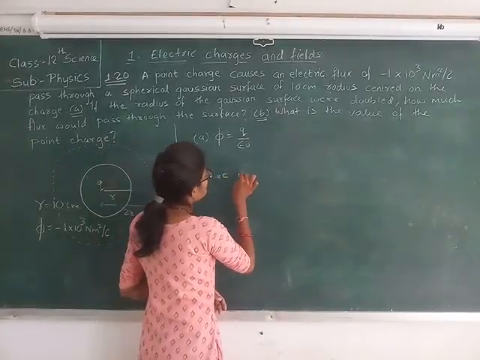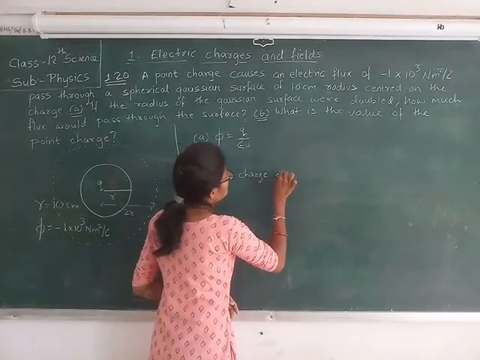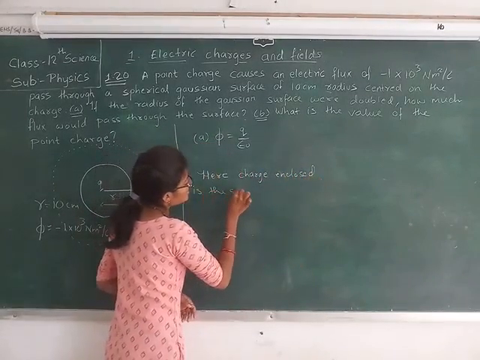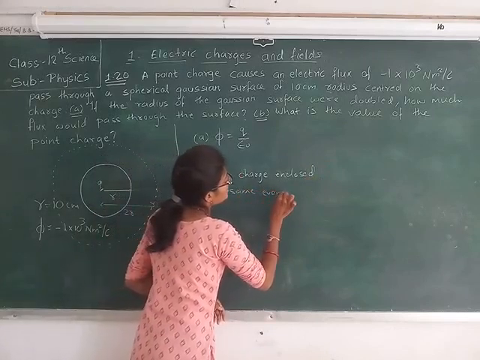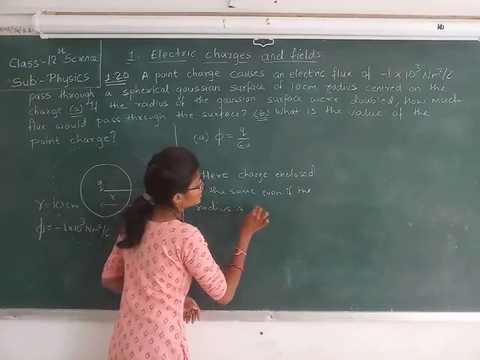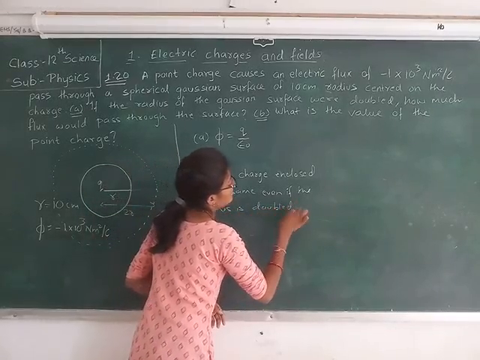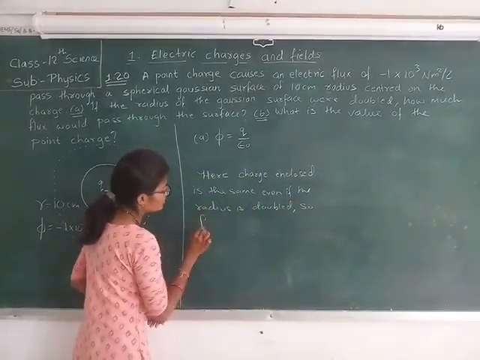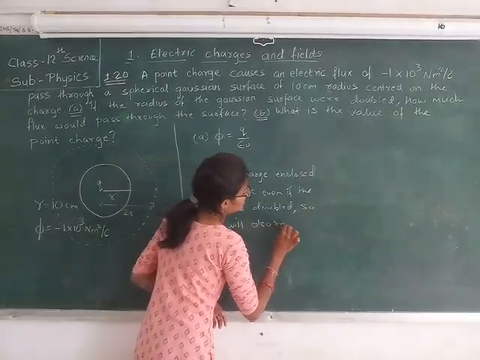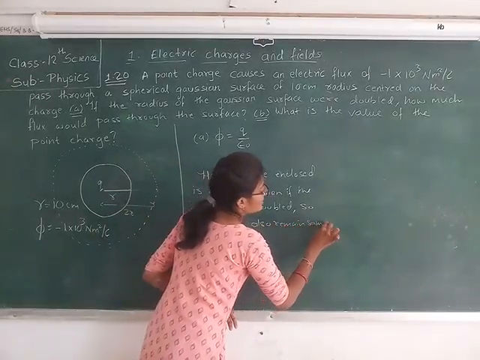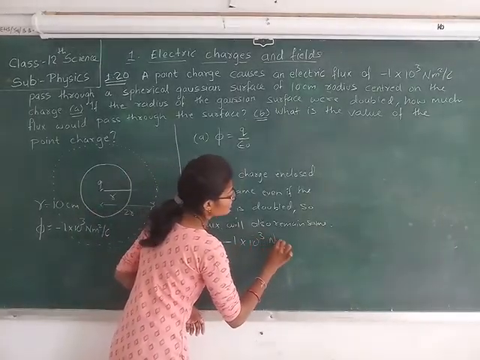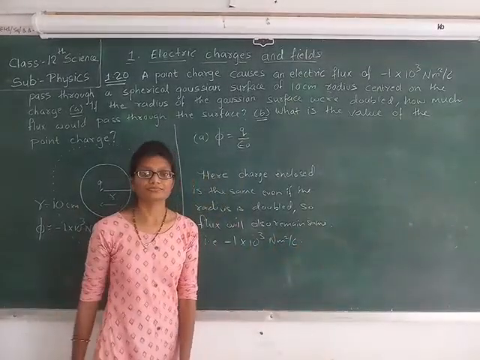Here the charge enclosed is the same even if the radius is double. So the flux will also remain the same, that is -1 into 10 raised to 3 Newton meter square per coulomb.